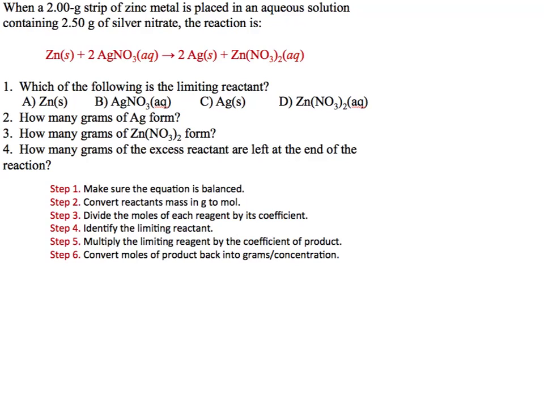Alright, this is practice problem 3.21, which asks: when a 2-gram strip of zinc metal is placed in an aqueous solution containing 2.5 grams of silver nitrate, the reaction is zinc plus 2 silver nitrate produces 2 silver and zinc nitrate. So which of the following is the limiting reactant is the first question.